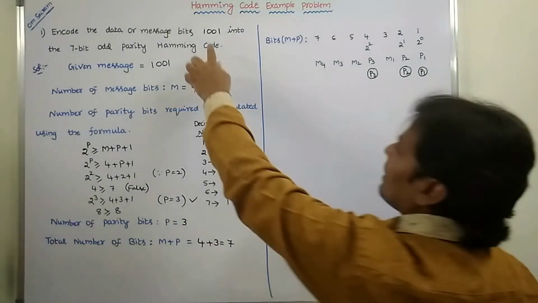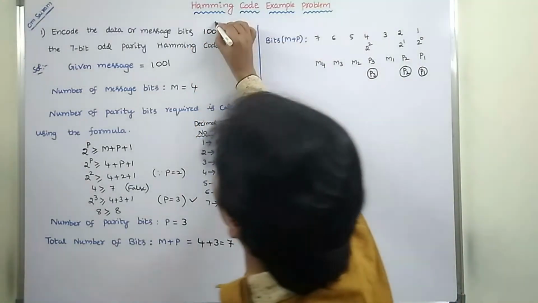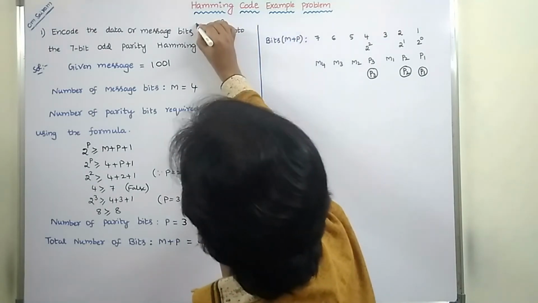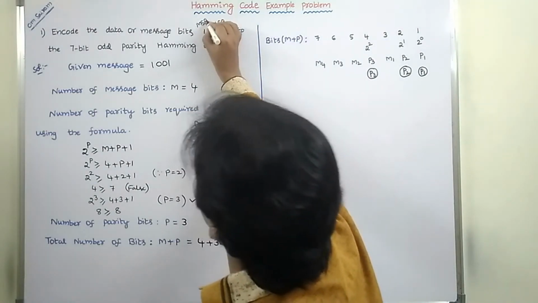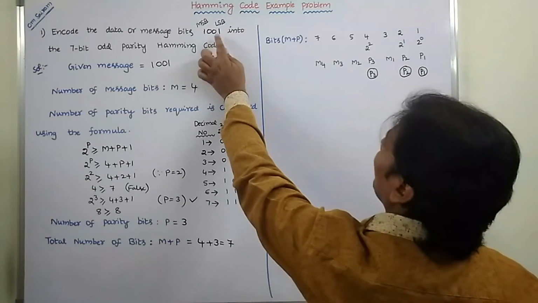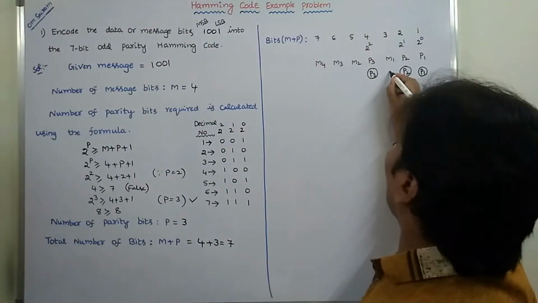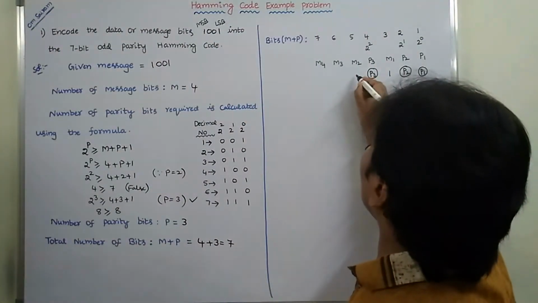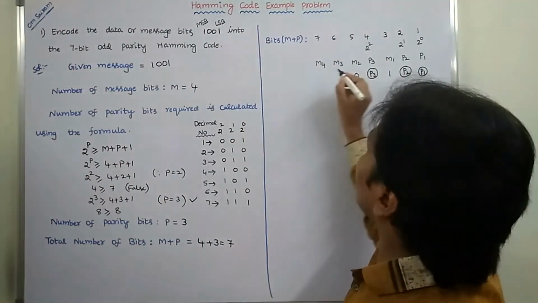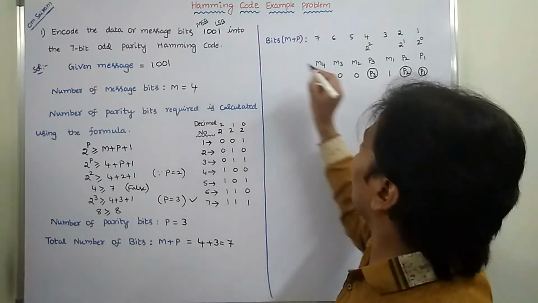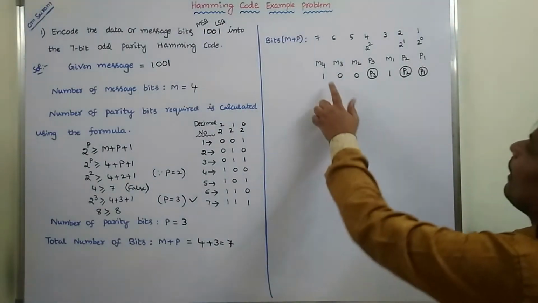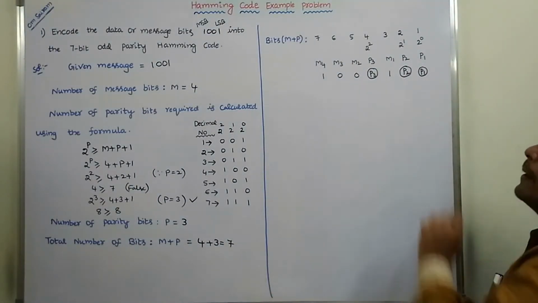Now what are the message bits? Here this is the LSB bit and this is the MSB bit. These message bits are M1, M2, M3, M4. Here M1 is 1 and M2 is 0 and M3 is 0 and M4 is 1. So these are the message bits and these are the parity bits.